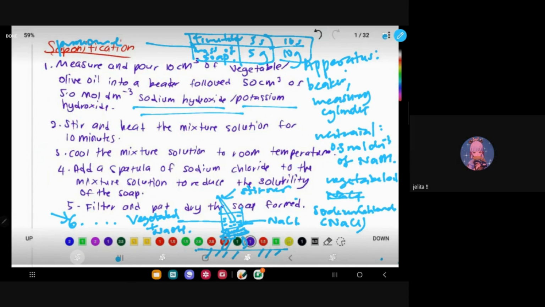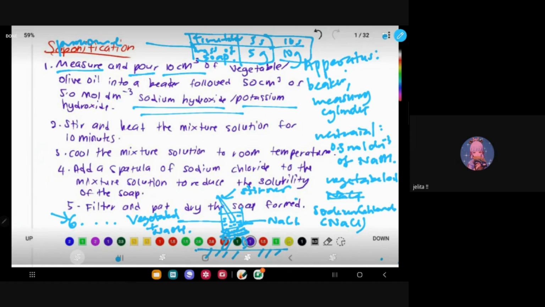I'm just explaining how you want to write a 12 marks or 10 marks experiment question in your paper 2, section C or section B. Understand? Yes. Okay, so measure and pour 10 cm cube or 50 cm cube, also can. Normally standardized 50 cm cube of 0.5 molarity.